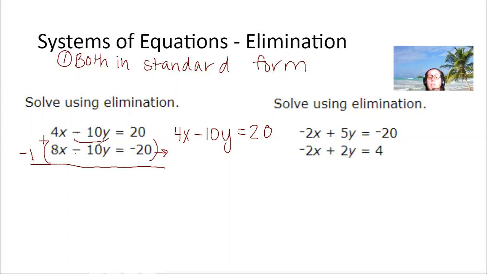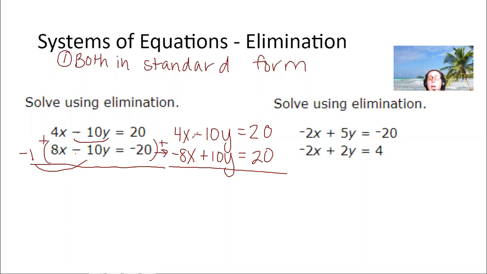Negative 1 times 8x is negative 8x. Negative 1 times negative 10y is a positive 10y. And negative 1 times negative 20 gives me 20. So now let's add down. 4x plus negative 8x is a negative 4x.